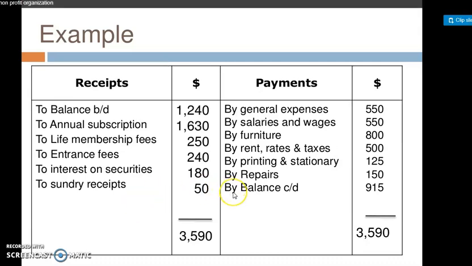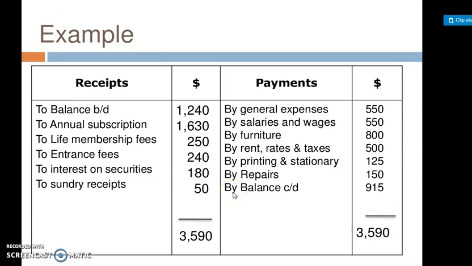On the payment side, by general expenses, by salaries and wages, by furniture, by rent, rates and taxes, by printing and stationery, by repairs, by balance carried down. That means cash closing balance.